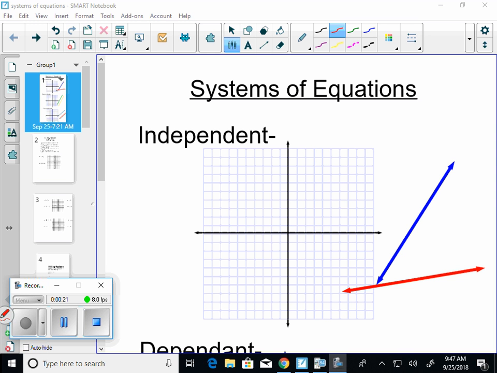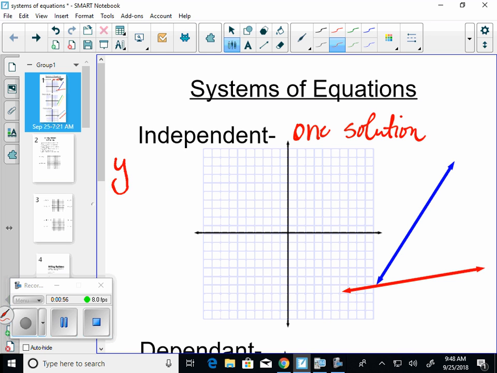First of all, we can have independent systems. Independent systems simply mean that you're going to have one solution. So when you're talking systems of equations, you could have independent systems, and that's going to result in one solution. If I give you a set of equations, we need to figure out what makes them independent. So the first equation I'm going to give you is y equals negative 6x plus 8.